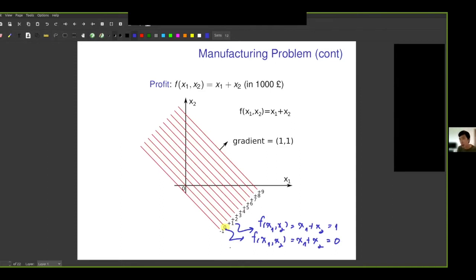So I have a line that corresponds to the profit function of 2, a line that corresponds to the profit function of 3, 4, 5, 6, 7, 8, 9, so on and so forth. But now the idea is that f is our profit function, so we want our f to be as large as possible. That means that if we are allowed to do so, we would like to go in the northeast direction, which is the direction of the gradient. As long as we continue to go this way, you can see from the visualization that the profit will increase. So that's the visualization of the objective function.